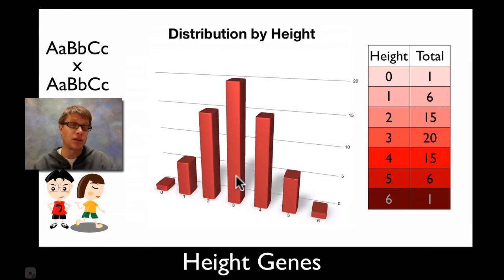Now, how many genes actually affect height in humans? Dozens and dozens of genes. So you can imagine that we're going to get a huge bell-shaped curve, and that's why we have a bell-shaped curve of life. Everything from the length of our thumb to the length of our foot to our intelligence, all these things are caused by multiple genes.